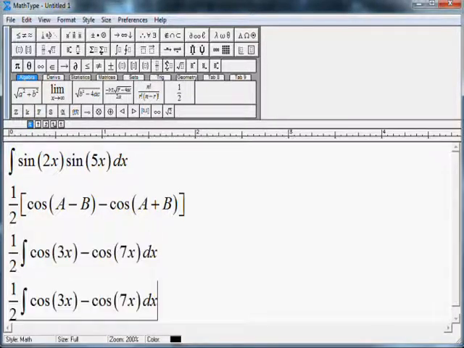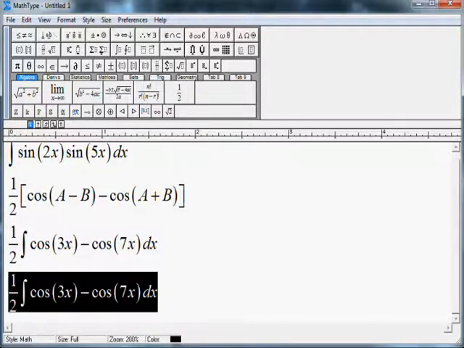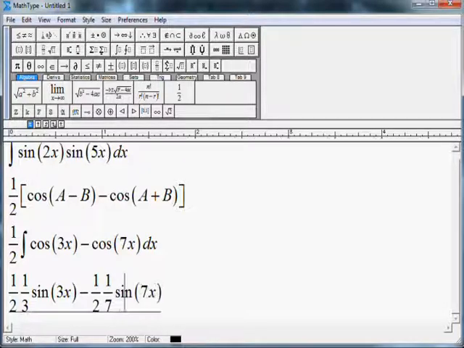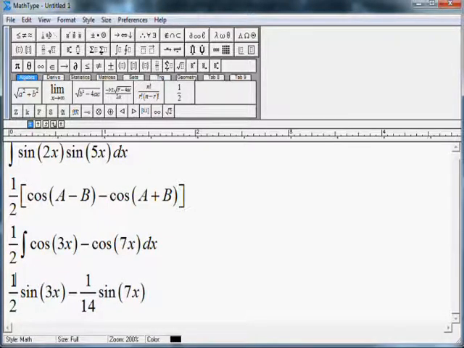Now we've got two simple integrals, so we just do them. Actually, I didn't even need to do that. 1/2, and then we have 1/3 sine of 3x minus 1/7 sine of 7x, and then you simplify this. We get the 14 at the bottom, and then this would be 6, and then you get the plus C, and then we check the notes, and it is correct.